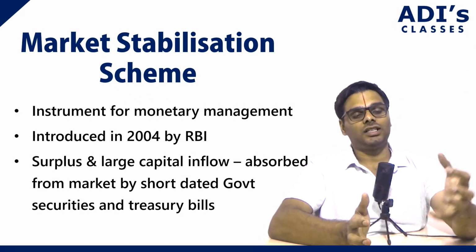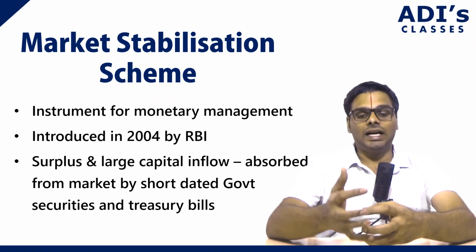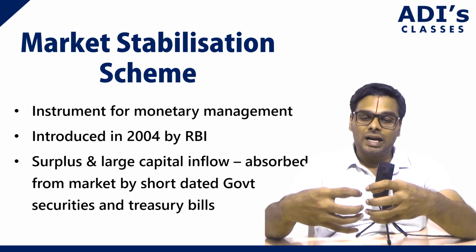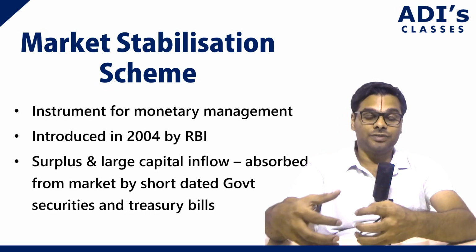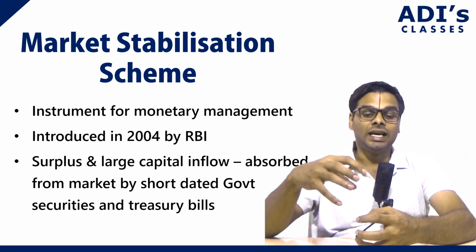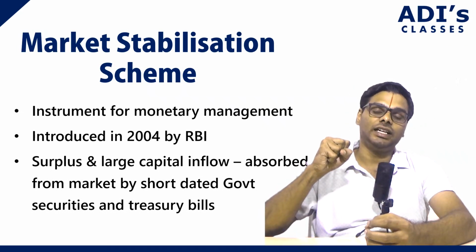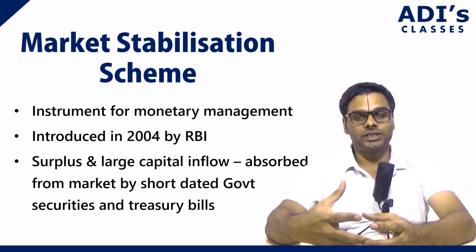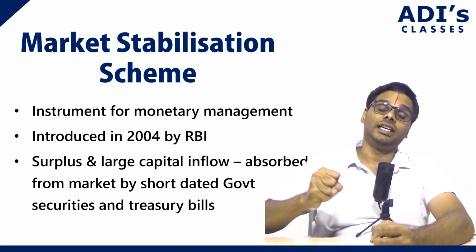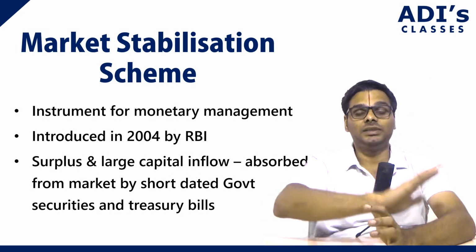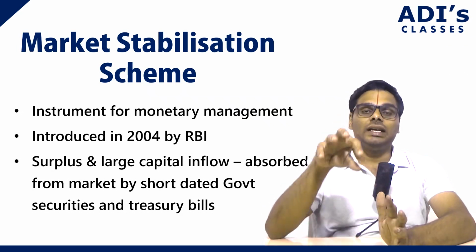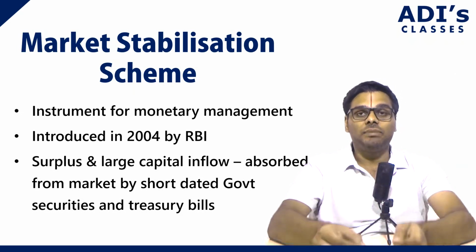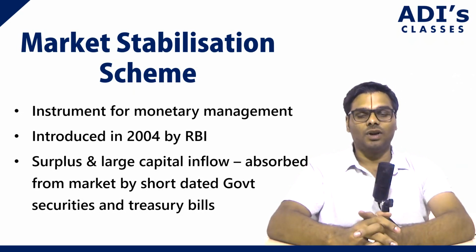So if there is a large capital inflow into the country, and if the RBI feels that the money supply base has increased, then the RBI may choose to suck the liquidity out of the system. In such a case, it will sell government securities and treasury bills to the market, and it will suck the liquidity out of the system, and it will park this money in a separate account in the Reserve Bank itself. So this is known as the market stabilization scheme. Okay, thank you.